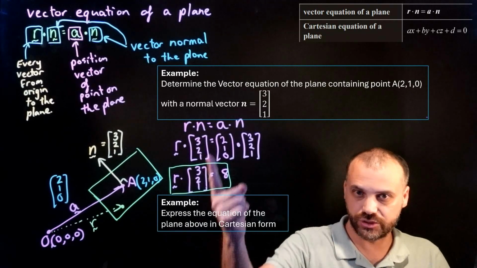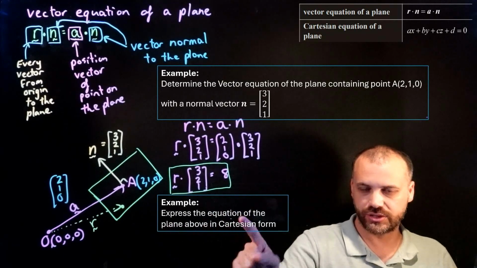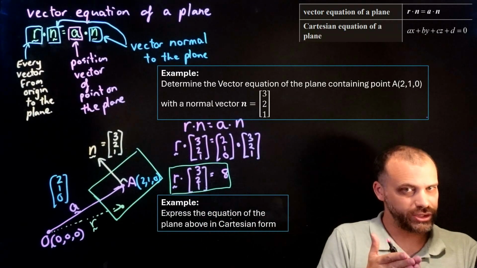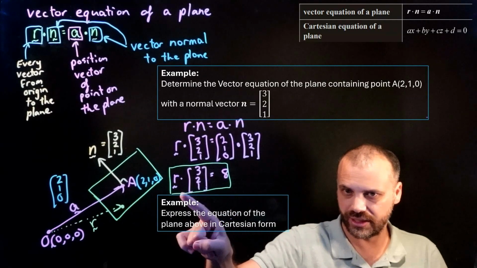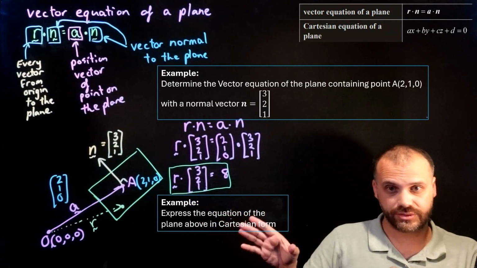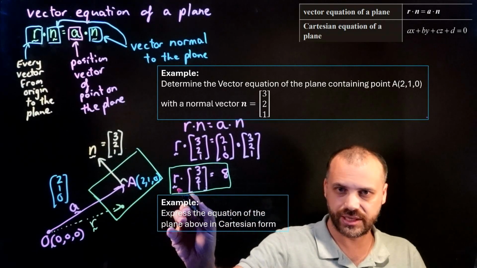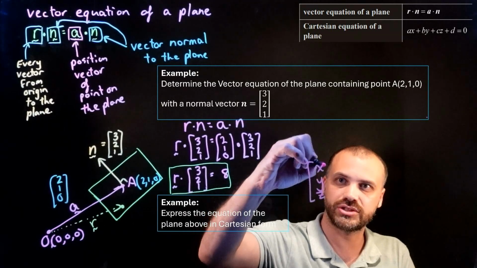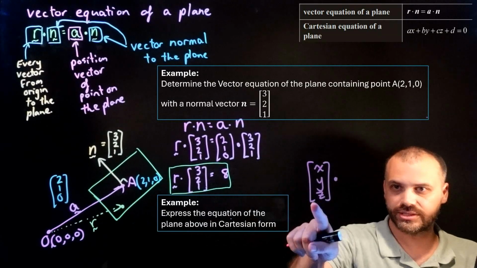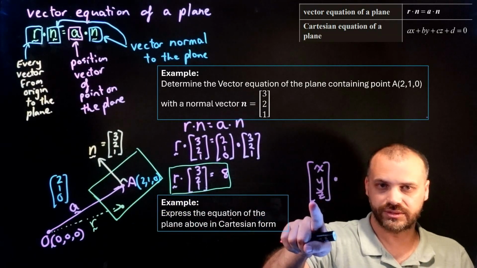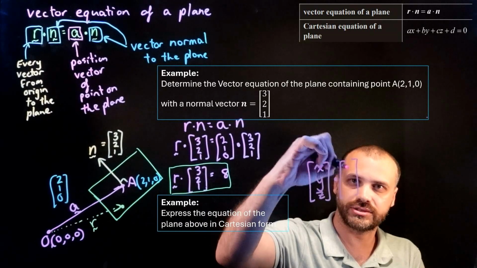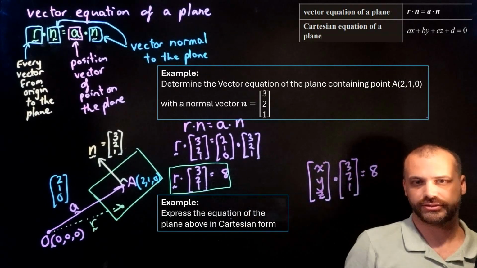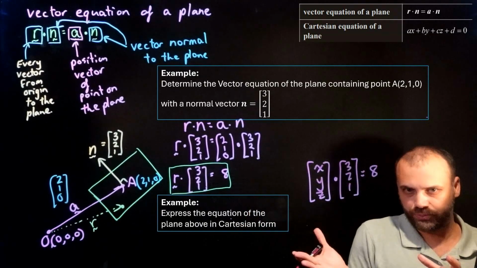All right, so we're going to be asked to do the same thing, but this time we're expressing the equation of the plane above in Cartesian form. Now, the trick here is to understand that r is any and all vectors, right? So I'm going to replace r in this equation with a vector that is just (x, y, z). So now I'm going to do (x, y, z) dot product (3, 2, 1) equals 8.